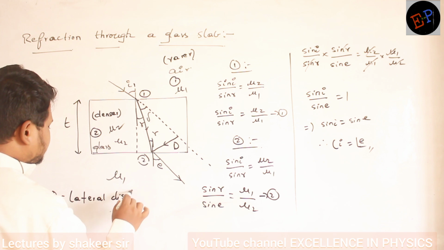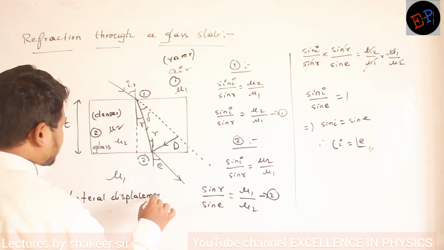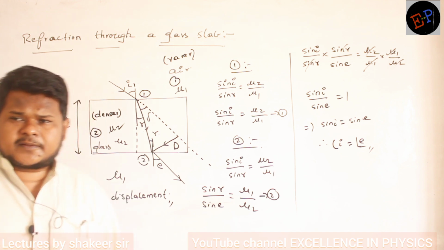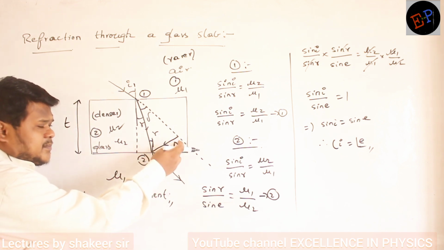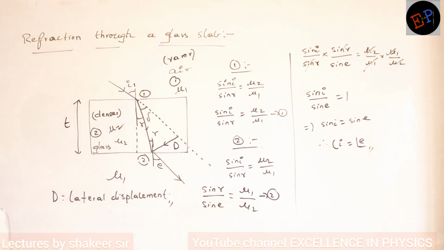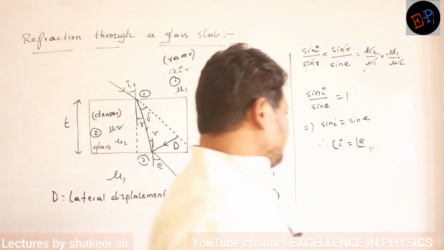Lateral displacement. Okay? Why are we calling it lateral displacement? Because the light ray has shifted backwards. So that displacement we can call lateral displacement of the glass slab. Are you able to understand? Lateral displacement because of the glass slab. Okay. Now I want to calculate this D value, the value of lateral displacement. So let us see how we can do this calculation.